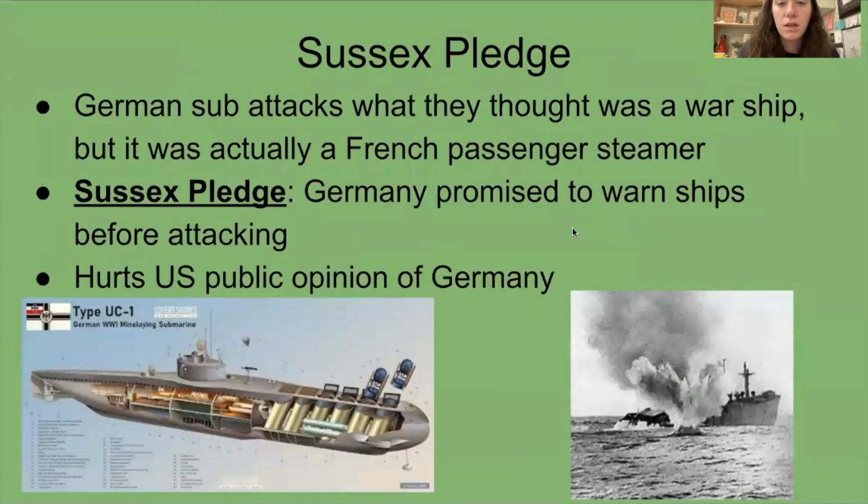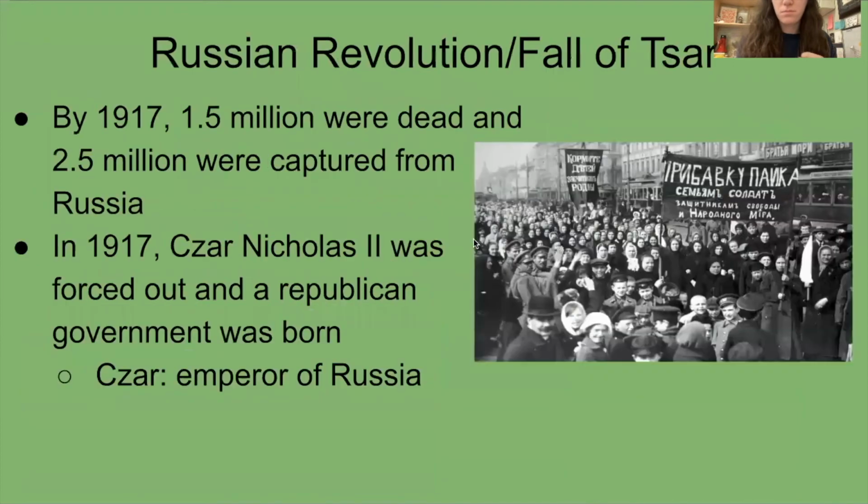All right. The Sussex Pledge. German submarines attack what they thought was a warship, but it was actually a French passenger steamer. So that is very unfortunate. So they create the Sussex Pledge, which is basically Germany promising to warn their ships before attacking. They're like, we promise we'll warn you, so this doesn't happen again. And this hurts U.S. public opinion of Germany as well.